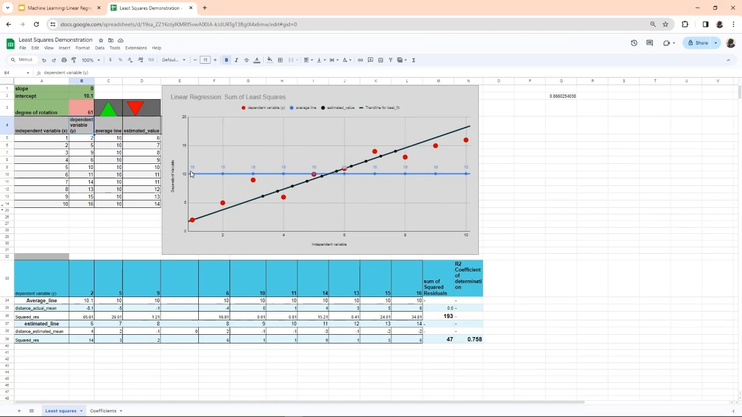And then you could now find the V1 for this problem, some of these squares. Okay, so this is just a demonstration of how linear regression works.